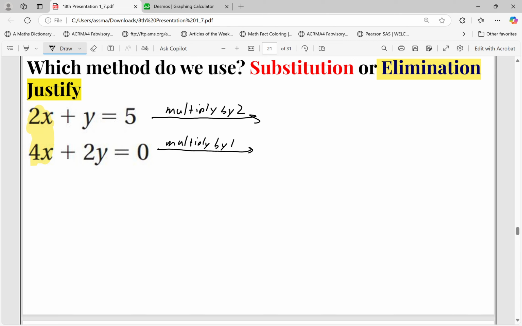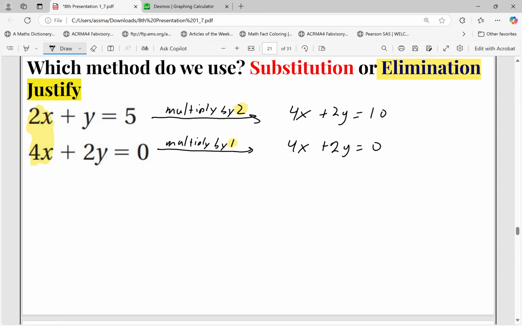So what happens is this. I multiply the top line by 2, and then the bottom line by 1. So 2 times 2x gives me 4x. 2 times y gives me 2y. And then 2 times 5 gives me the 10. And then the bottom, I'm multiplying by 1, so it leaves everything the same.